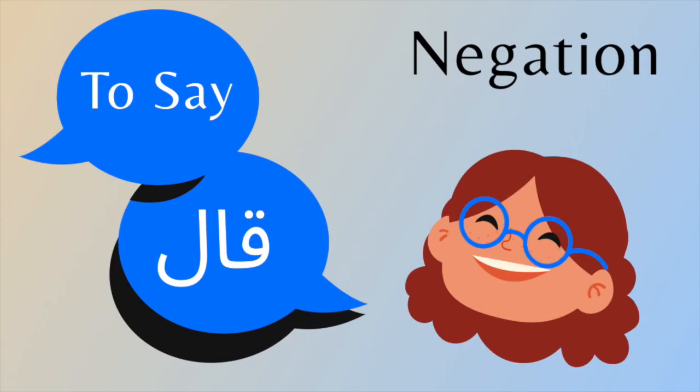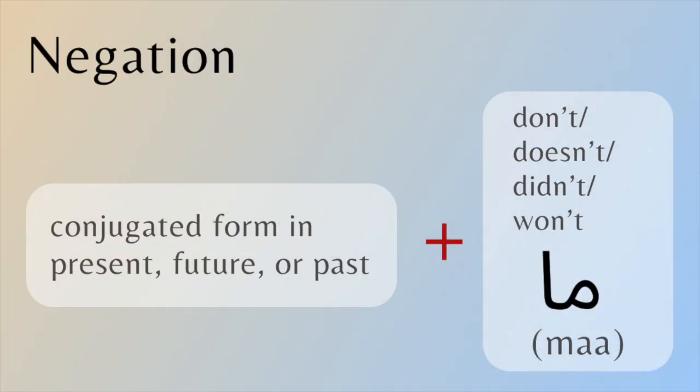Now we're going to learn negation. To negate, we have two words. The first word is ma, which can mean don't, doesn't, didn't, won't, etc. Ma is a negation word. Then the second word is the conjugated form of the verb in the present, future, or past tense.